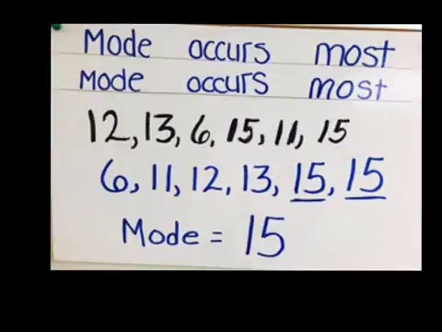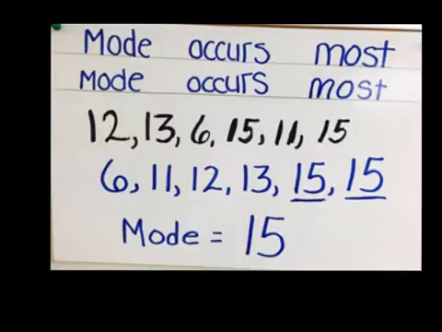Mode is the value that occurs the most in a data set. So here you see we have our data again. The numbers are all jumbled up, so I do find that it's helpful if you order your numbers from least to greatest, and that way it's very easy for you to see if there is a number that occurs more frequently than any other number. Here we see that this data set has 2 15s, but only one of every other data value. So the mode in this case is 15.